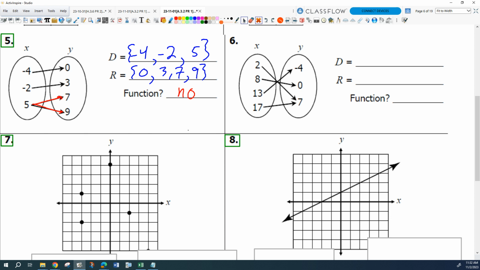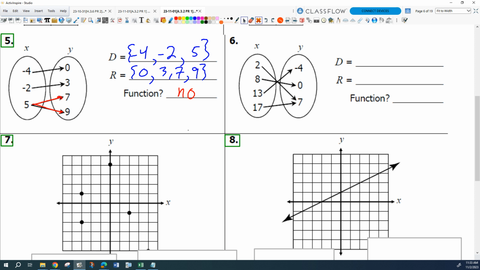Because again, let's do our little test. You guys hold up the number of fingers that each input, the number of outputs each input has. -4, how many outputs? 1, good. -2, how many outputs? 1. 5. 2, up there it's not a function, right? Because we held up a 2. Okay, make sense? Because there are 2 outputs for that input, it is not a function.